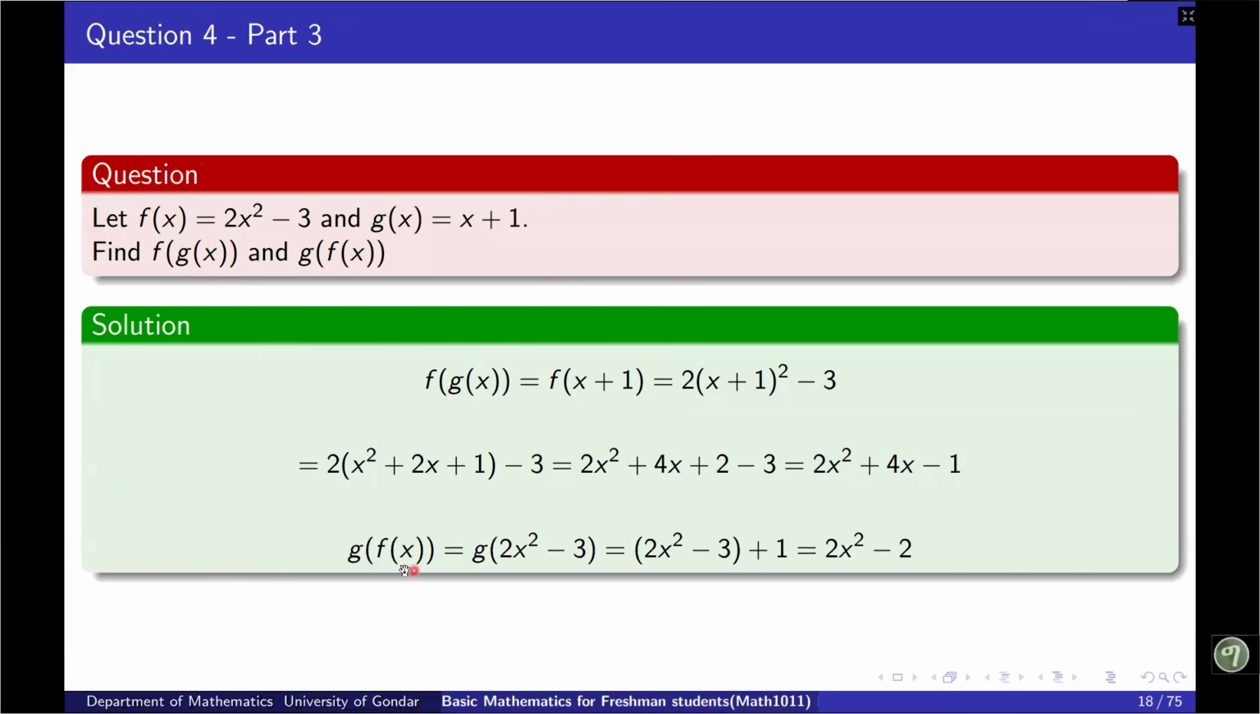Similarly, g composite f of x is g of 2x squared minus 3, because f of x is 2x squared minus 3. The output for g is the input plus 1, so it is just 2x squared minus 3 plus 1, which is equal to 2x squared minus 2, since minus 3 plus 1 is minus 2. So that is how we can obtain the composition of two functions.